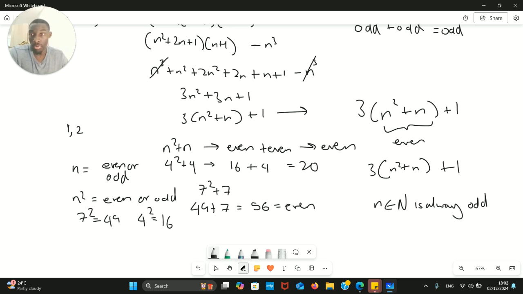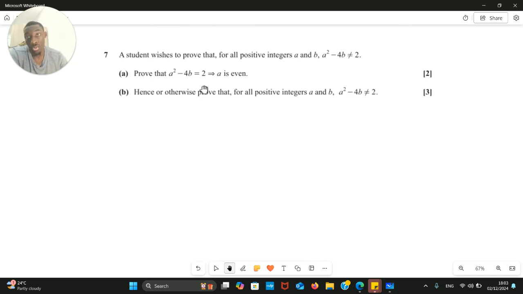Now, moving on to the next one. This question is an OCR question, and what we have is the following. It says a student wishes to prove that for all positive integers a and b, the expression a squared minus 4b is not equal to 2. You can see our positive integers, which by now we should know what that is.